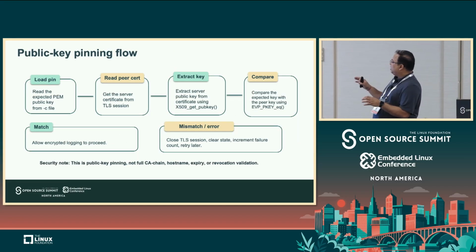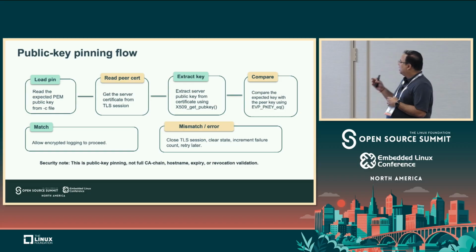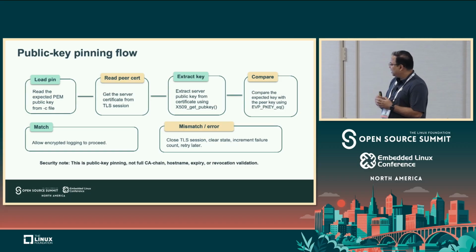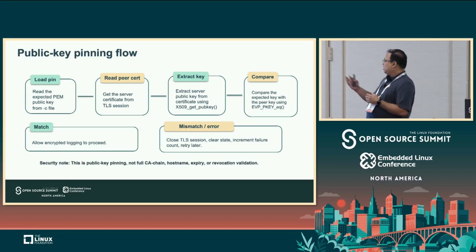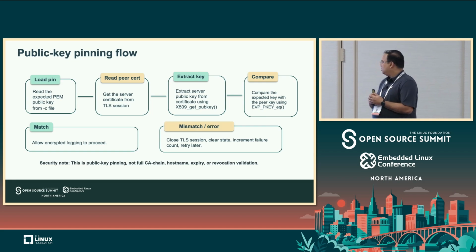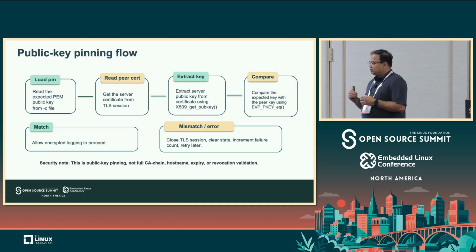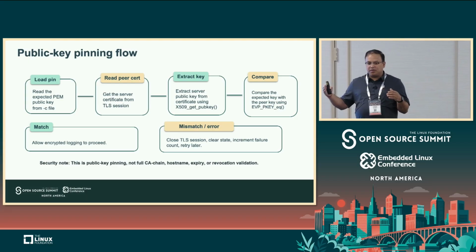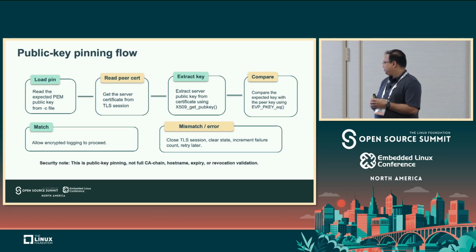This is the public key pinning flow. So we load the pin when the -c option has been provided to the syslog daemon. It reads the peer certificate, which was received during the TLS session. It extracts the key from the certificate using the X509 API, and then it compares the key using another API. On match, it allows the encryption to proceed. On a mismatch, it clears out the entire context.